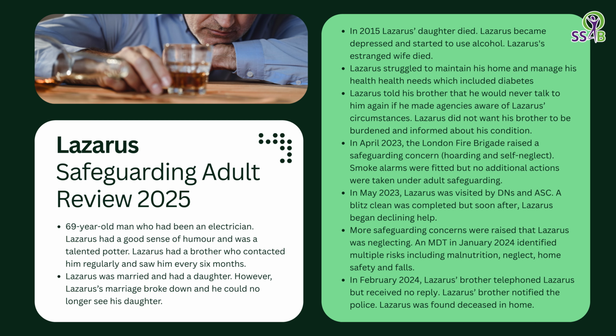A multidisciplinary team meeting in January 2024 identified multiple risks for Lazarus, including malnutrition, neglect, home safety, and falls. But in February 2024, Lazarus's brother telephoned Lazarus but did not receive a reply. Lazarus's brother told the police, who found Lazarus deceased in his home.